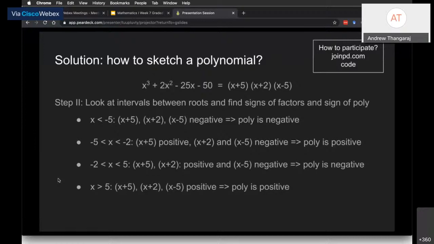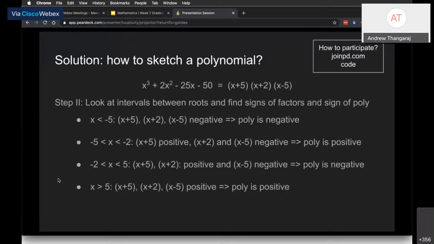So x less than -5, you can quickly check. If x is less than -5, x plus 5 is negative, x plus 2 is negative, x minus 5 is negative. All three terms are negative. Multiply together, you will get negative. So for x less than -5, the polynomial is negative. Between -5 and -2, likewise, you can show it's going to be positive. Between -2 and 5, it's going to be negative again.